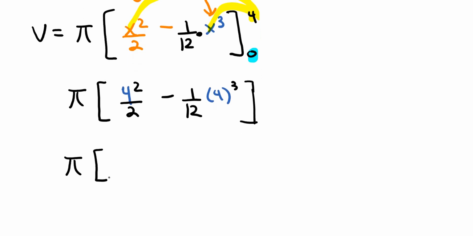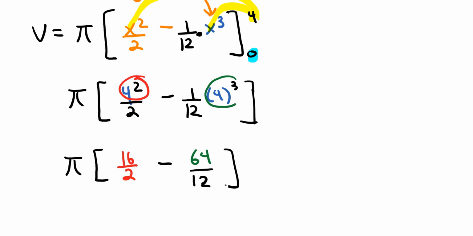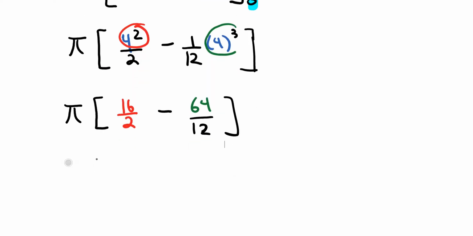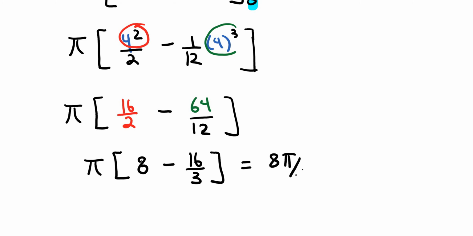Let's go ahead and finish off this calculation here. There's a pi there. 4 to the power of 2 is going to be 16, so 16 divided by 2, and then minus. 4 to the power of 3 is going to be 64, and then I can divide that by 12. Let's continue the calculations here. So I have a pi. 16 divided by 2 is going to be 8, minus, this will be 16 over 3, I believe. And then that should give me 8 pi divided by 3. Okay, so that's it for that particular problem. Let's move on to question number 2.